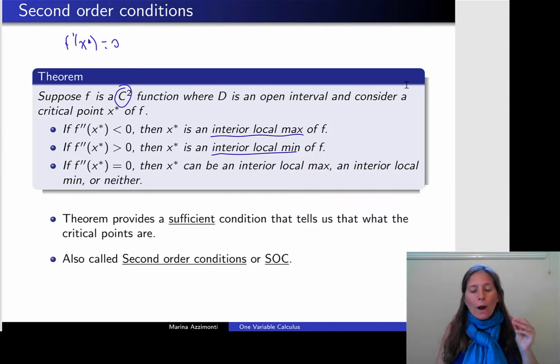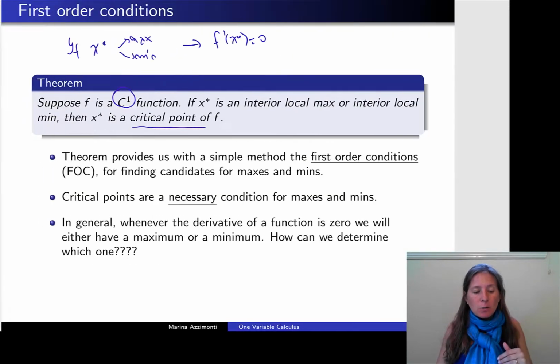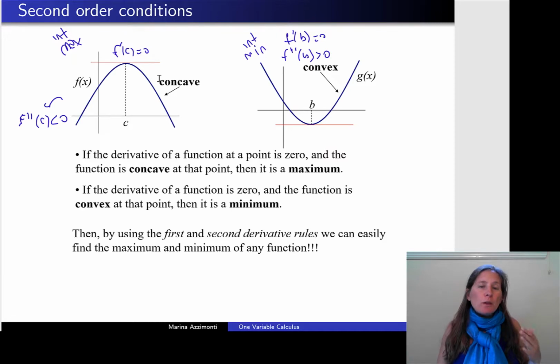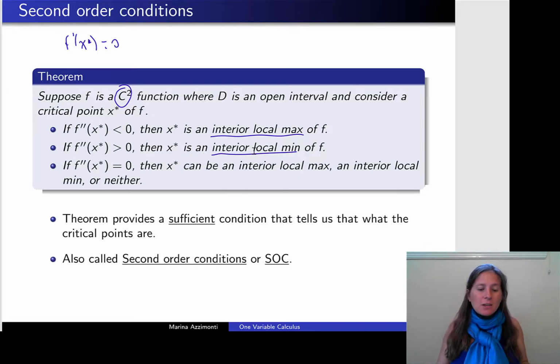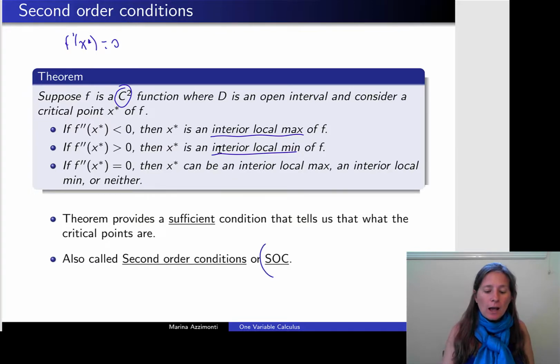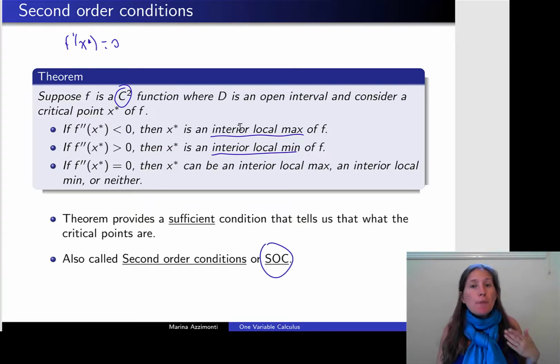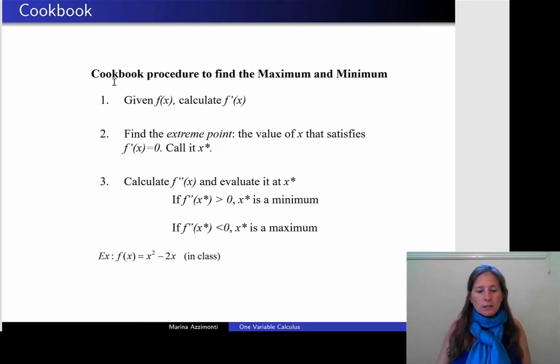So when are we going to be able to figure out whether we have a maximum or a minimum? First, using the first order condition: taking the derivative and making it equal to 0. Second, figuring out whether the second order condition holds, meaning that the function is strictly concave or strictly convex at that point. If it's strictly concave, we are talking about a maximum. If it's strictly convex, we are talking about a minimum. This theorem gives us what is commonly known as second order conditions. So when you are maximizing a problem, you always want to check both of them. So we can come up with a cookbook procedure to find maxima and minima.